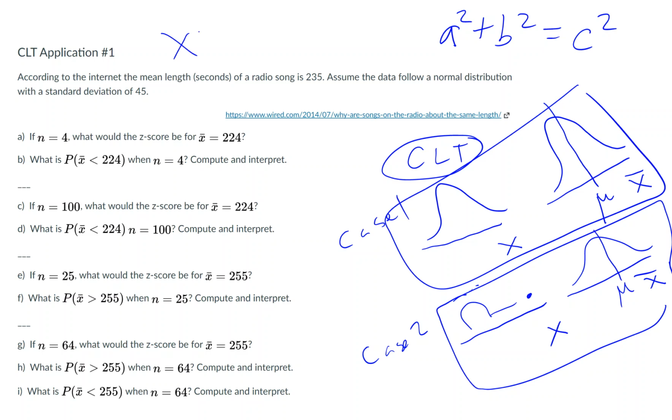X equals the length of a song. Turn on the radio right now. Time it. It's one song. It's going to give you a length, a piece of data. What you're interested in knowing is, what about the sample of the next 4 songs? So what you're going to do is calculate a statistic x bar. How is that statistic going to behave? It's going to follow a normal distribution, with a mean equal to the original population mean.